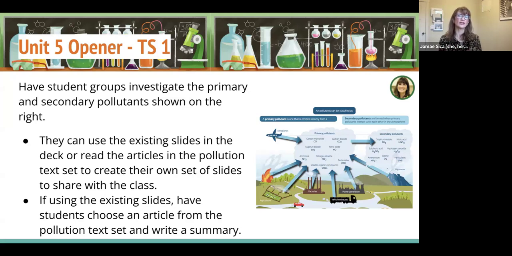Do you want kids to make their own slides? Obviously, that's probably going to stick with them a little bit more if they're doing research to create their own slide on the primary and secondary pollutants. Or do you want to just have them go through that information and then read the articles on the pollution and have them write a summary? So again, just think about the timing and how much time you want to spend on that. I generally don't want to spend more than one class period on the unit opener. So I tend to shorten that and have them read the pollution articles and write a summary.